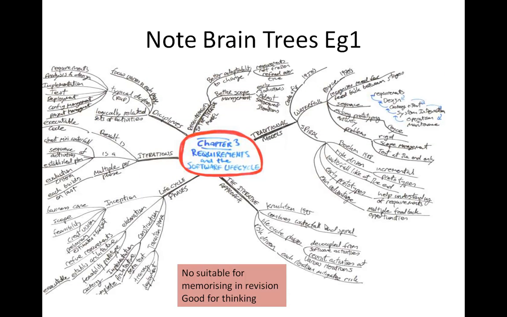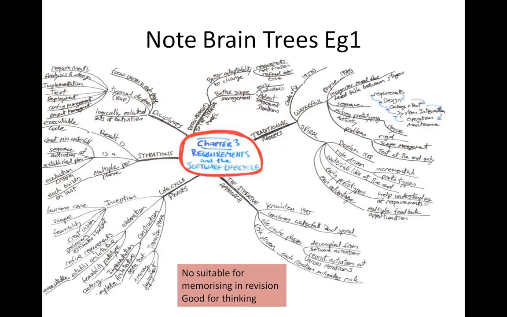Now here's a note brain tree, and you will see what I've been talking about. There are the main branches coming out, traditional models, and then they break out into sub-branches. Those sub-branches break out into twigs. This type of map, the note brain tree, I often use for thinking. It's no good for revision because it's muddled up and you can't see definitions, so it's just not suitable.